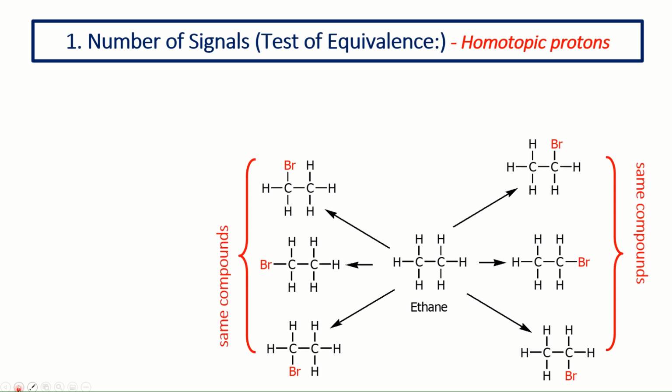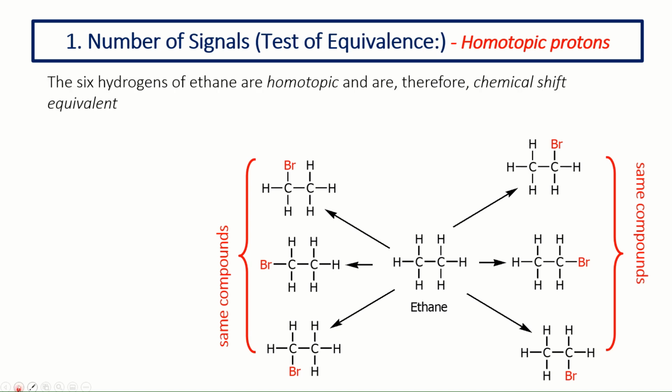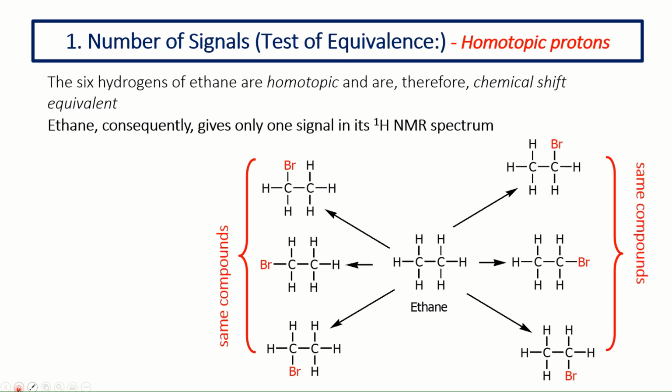Same compounds, really, because we're rotating around that carbon-carbon bond. So all 6 hydrogens of ethane are said to be homotopic, and therefore the chemical shift is equivalent. In the case of ethane, therefore, we have one signal in its proton NMR.